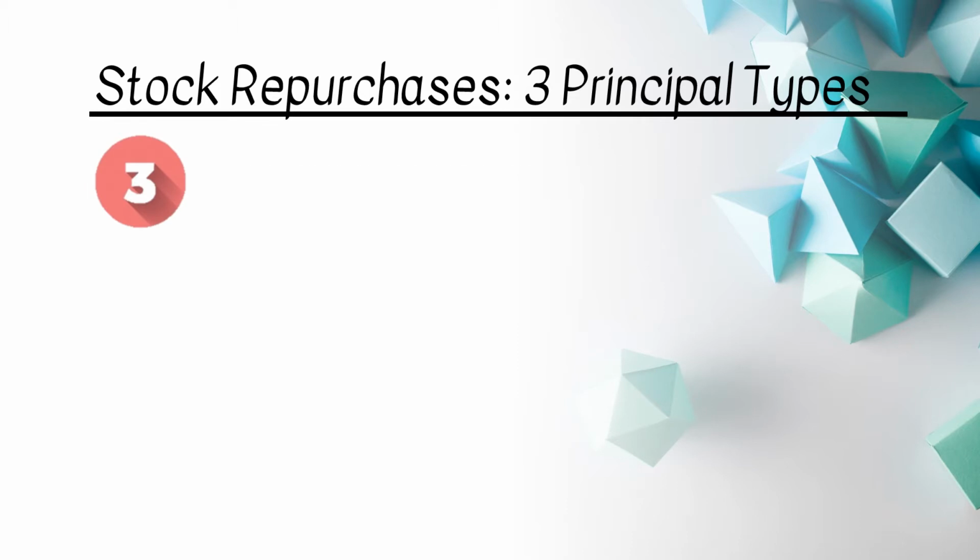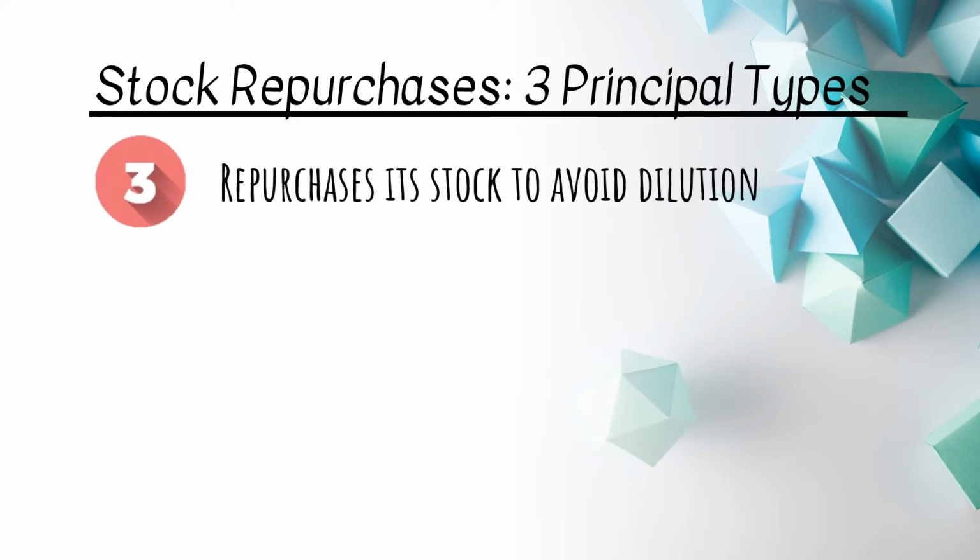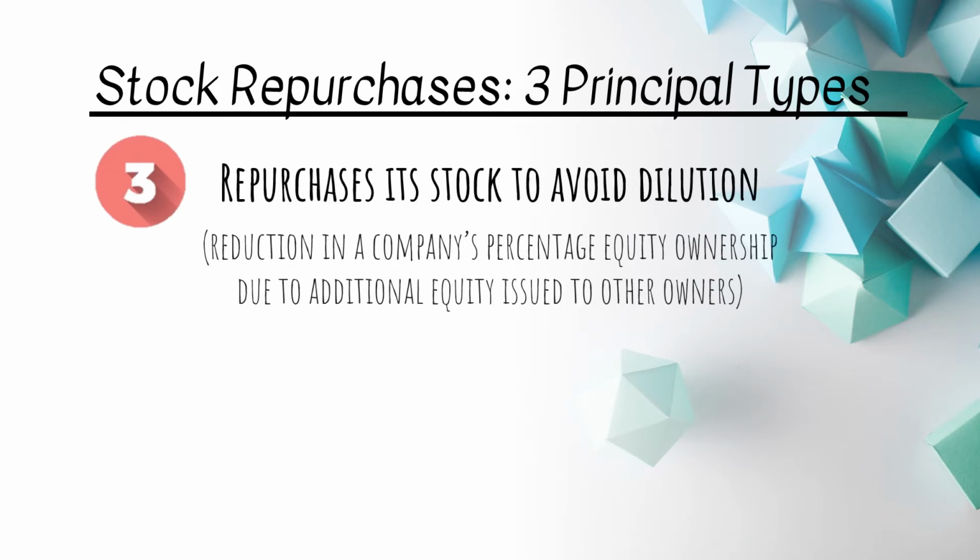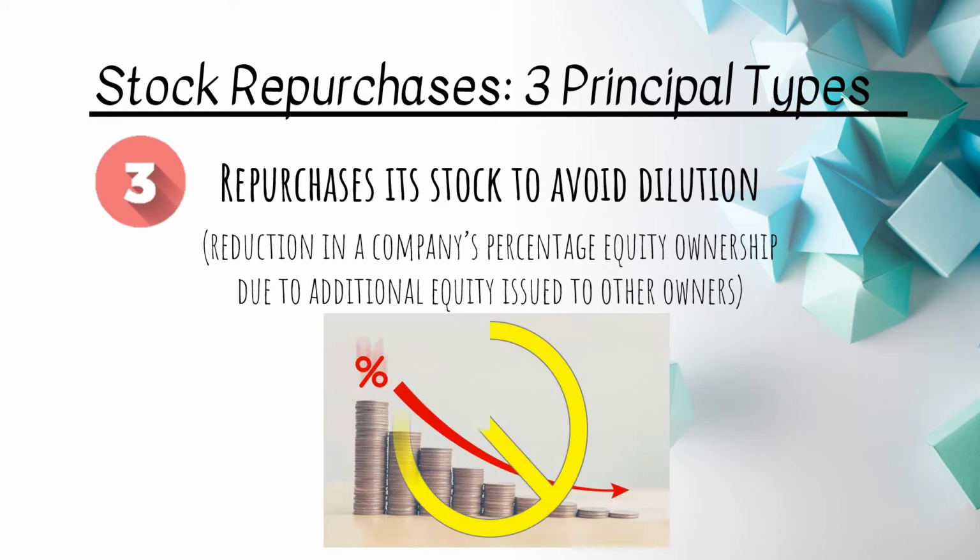And third, when employees exercise options issued to them by a firm, the firm repurchases its stocks to avoid dilution, or the reduction in percentage equity ownership of a company due to additional equity being issued to other owners.